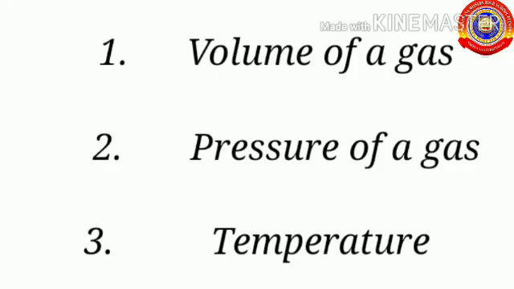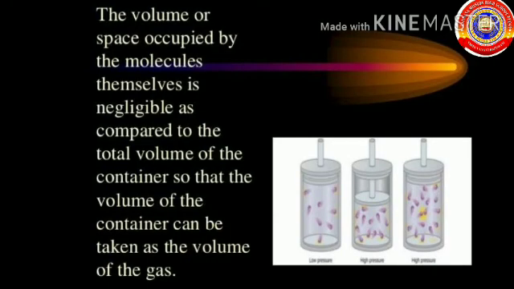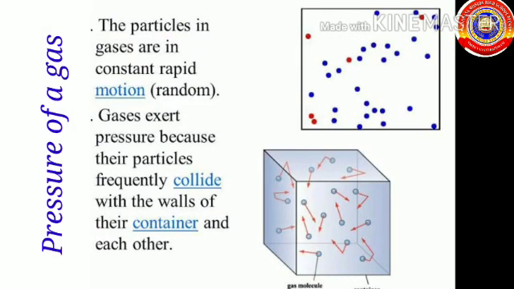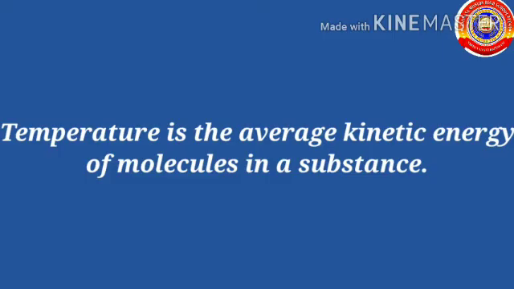So, what are the factors affecting the properties of gas? It is volume, pressure, and temperature. Let me define once again. What is volume? Volume is the space occupied by the molecules. In the case of gas, it is the volume of the container which it occupies. Then, pressure of a gas. When the molecules of a gas are always in rapid random motion, it exerts a pressure because of the collision between the molecules and the walls of the container. Third one is temperature. It is the average kinetic energy of molecules in a substance.